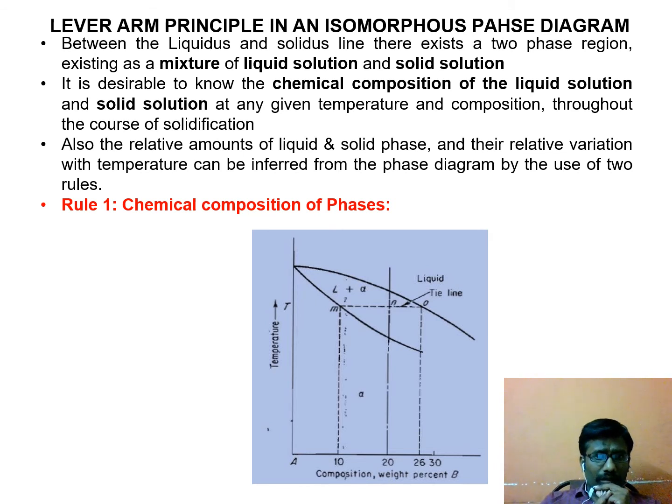In the lever arm principle, two rules are there. The first one is the chemical composition of phases. In this phase diagram, you want to find the chemical composition. At any temperature, you draw a horizontal line to the boundaries of the field. It will meet the liquidus line and the solidus line. From these points we draw a vertical line to the x-axis, so you can identify the composition percentage. Here it is 10% of B, 90% A. And here it is 26% of B, 74% of A.